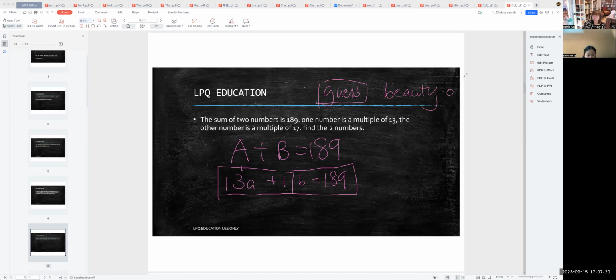And you know what? It is legal to guessing. Okay? Beauty of guessing. So how do we guess? I want you to make a table. A equals, when A equals what? When A equals 1, xinxin, is 13 plus 17B equals 189, right?